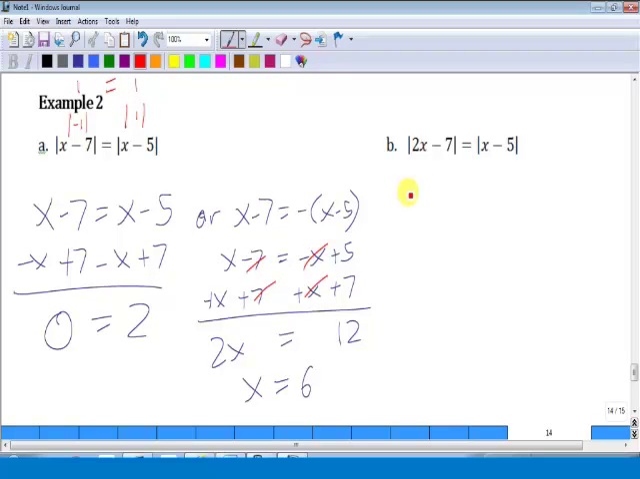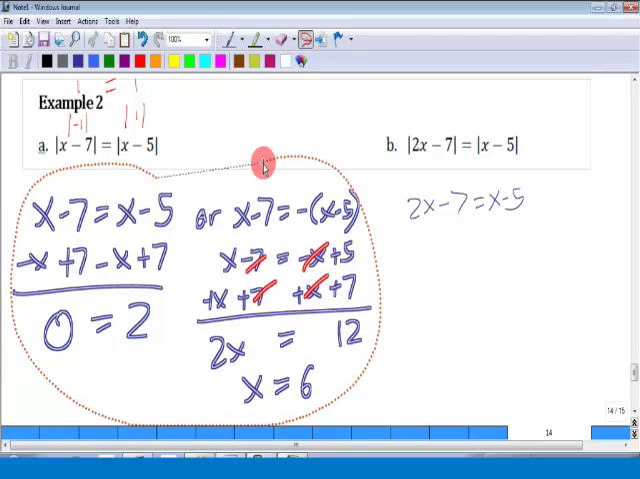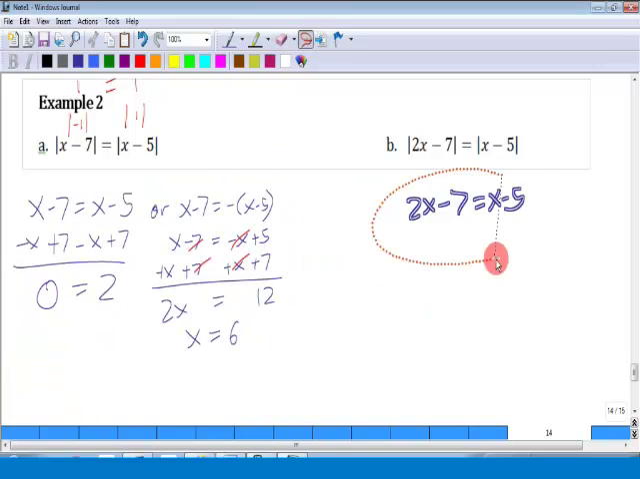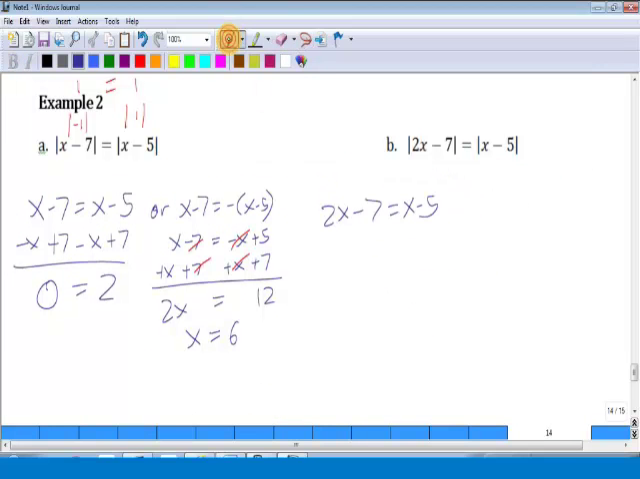1 minute and change. I think we can do this next one here. It's not the last one, but it gets us close to the end. 2 minus 7 equals x minus 5. That's one possible way this could be true. What's the other possible way this could be true?